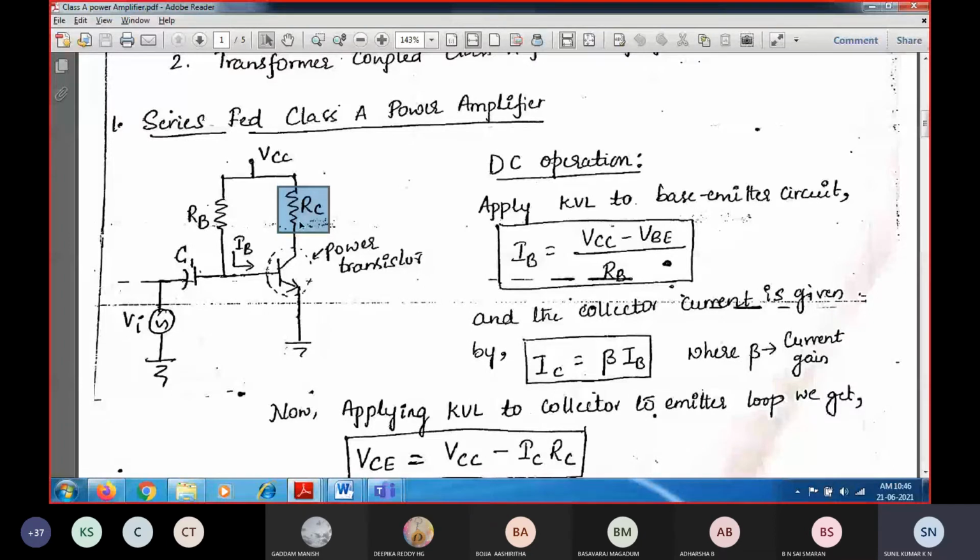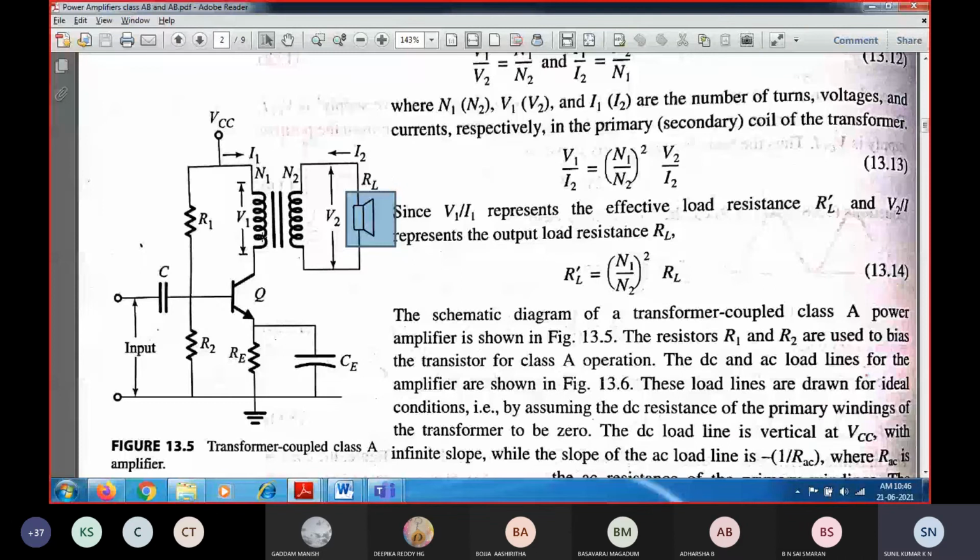It is going to have a number of turns in the primary of the transformer, N1, with voltage V1 and I1 being the current that is flowing. N2 will be the number of turns of the secondary, with output current I2 and output voltage V2, which is connected to the load resistance RL, as an audio amplifier output. So now we are able to match the output resistance to the load resistance.